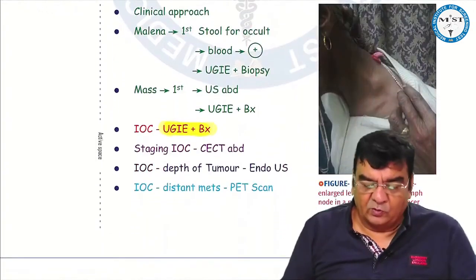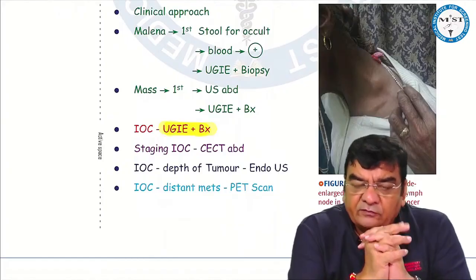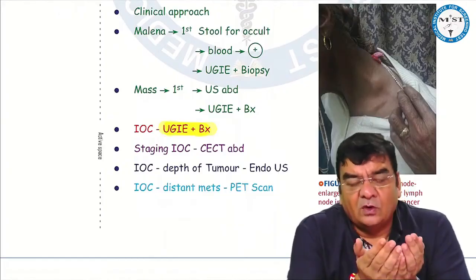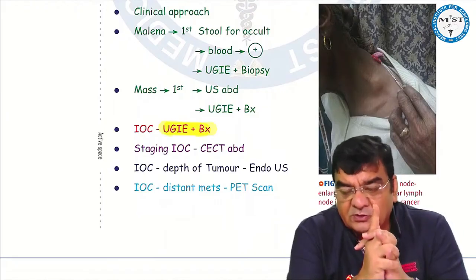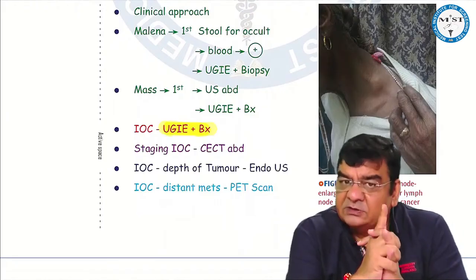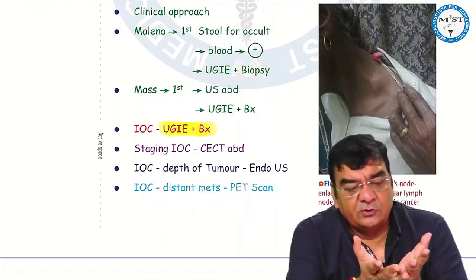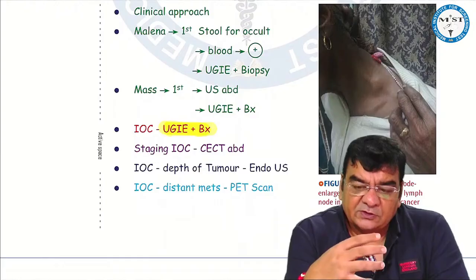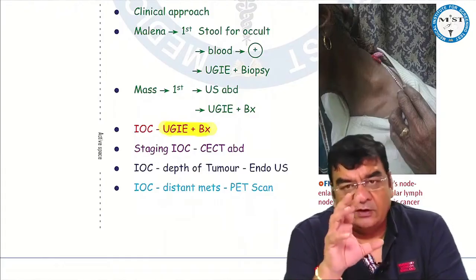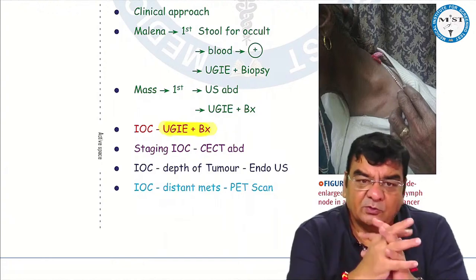Our clinical approach, if the patient presents with melena, then first we have to do a stool for occult blood. And if malignant cells are present and it is melena, it is not a lower GI bleed, it's an upper GI bleed. So we should do an upper GI endoscopy, and if there is a tumor in the stomach, we can take a biopsy. If a patient presents with epigastric mass, first we do ultrasound, and if we find a tumor in the stomach, we can do endoscopy and biopsy from this stomach tumor.